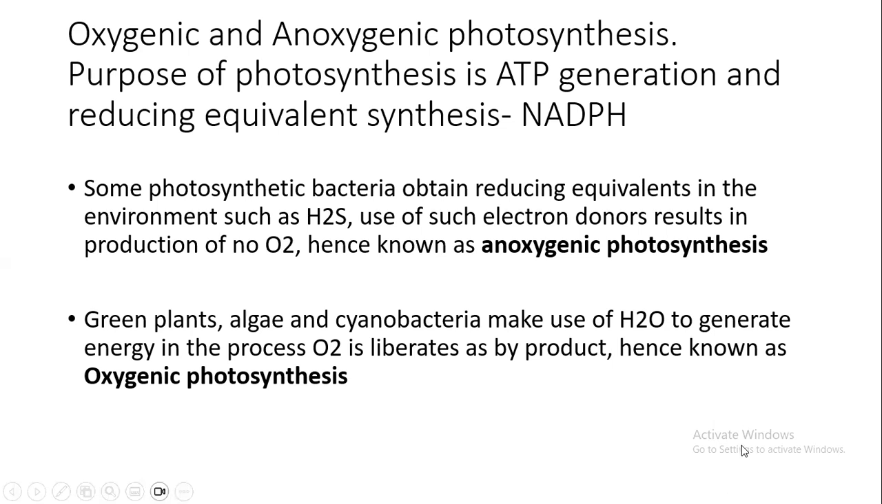While in the case of oxygenic photosynthesis, which takes place in green plants, algae, and cyanobacteria, they make use of water as a source of electrons, and as a result, oxygen is liberated as a byproduct. Hence, it is known as oxygenic photosynthesis.